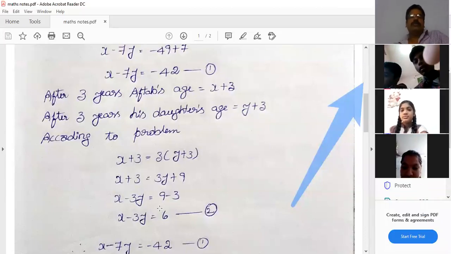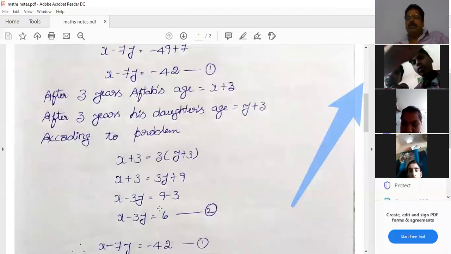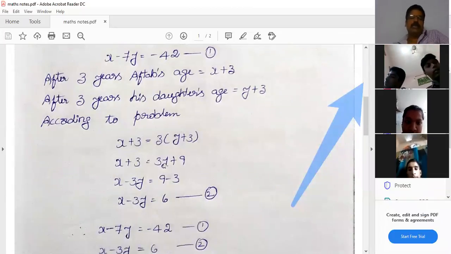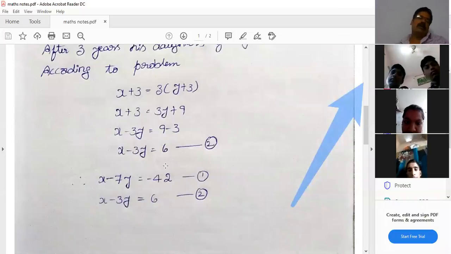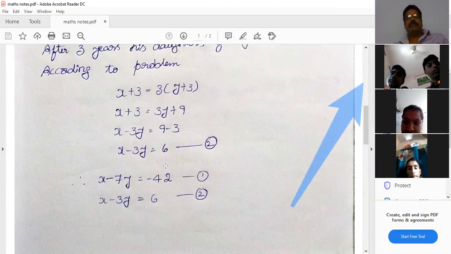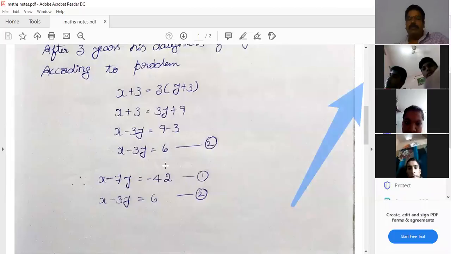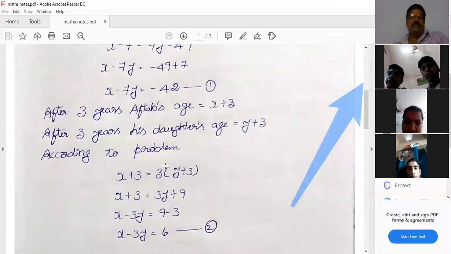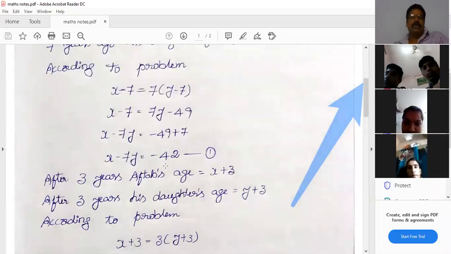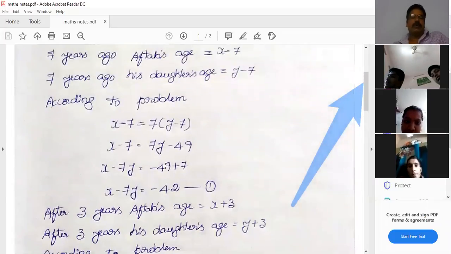But now note down this one, everyone. Note it down in your notebooks. Do you have your notebook with you? Roughly you can note down, everyone. These are the two equations you got: X minus 7Y equal to minus 42 and X minus 3Y equal to 6. Note down. Can I go back once, sir? Yes, sir, I'll go back once. I'll keep the starting answers.